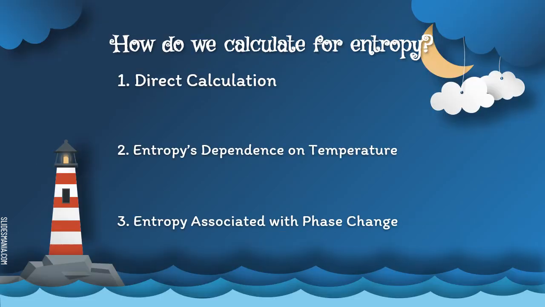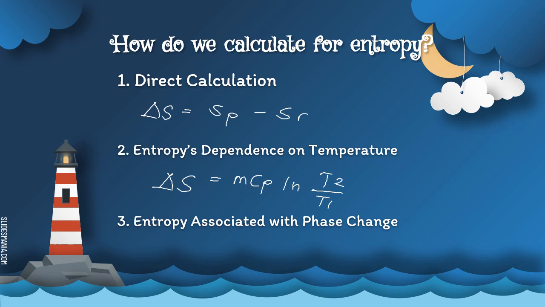Let's summarize all of the formulas that we have studied. So delta S is equal to the S of your products minus the S of your reactants. Entropy's dependence on temperature is illustrated by delta S is equal to mCp ln of T2 over T1. And finally, entropy associated with phase change is delta S is equal to mH over your temperature.